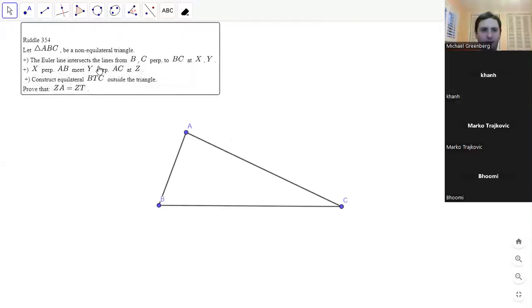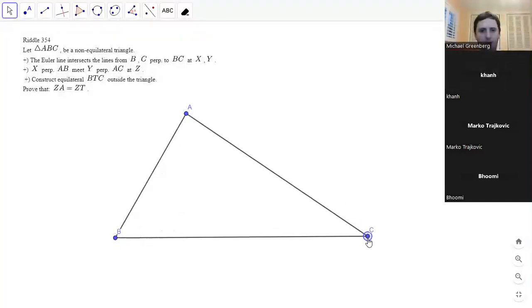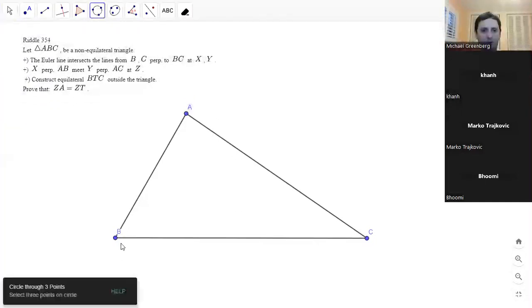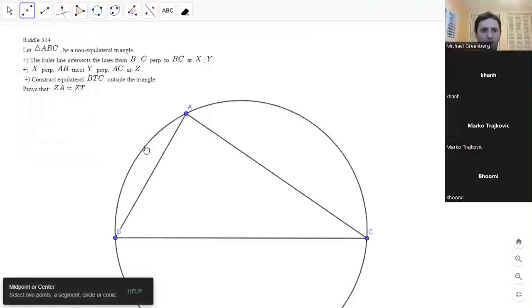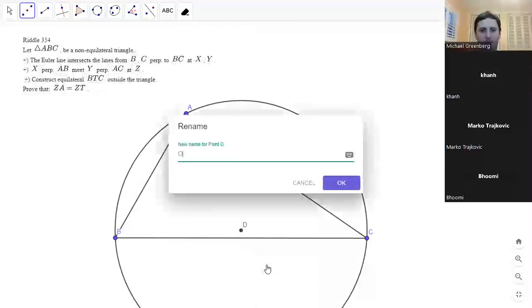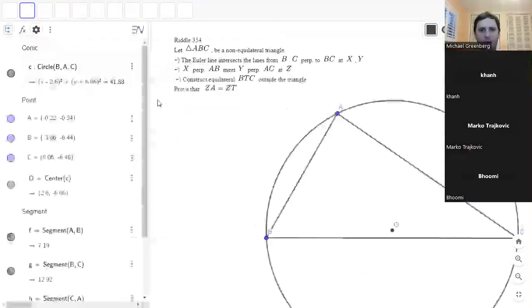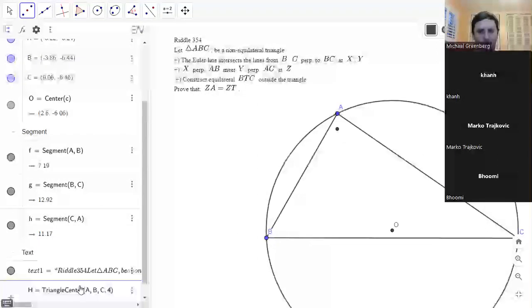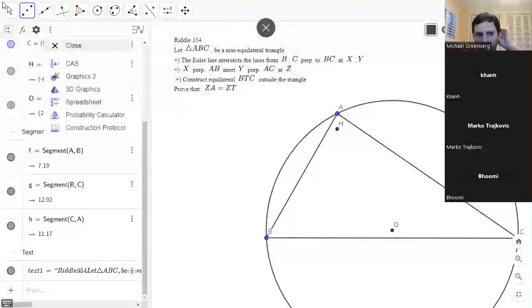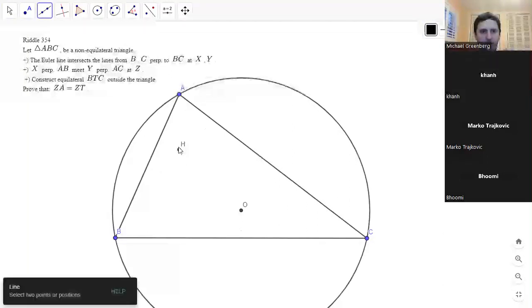So let me make this look a little nicer. All right, so I'm going to draw the Euler line here. Let O be the center and H be the orthocenter. OH is the Euler line, it passes through the centroid and it passes through the 9-point center. So here is the Euler line.